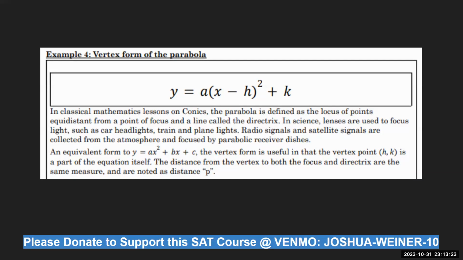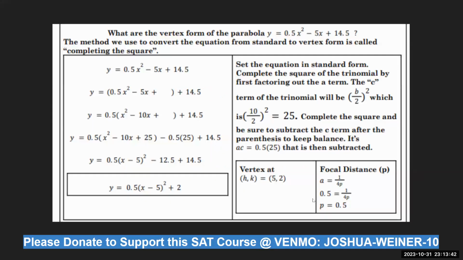An equivalent form of y equals ax squared plus bx plus c, the vertex form is useful in that the vertex point (h, k) is a part of the equation itself. The distance from the vertex to both the focus and the directrix are the same measure and are denoted as the distance p. Let's look at an example.